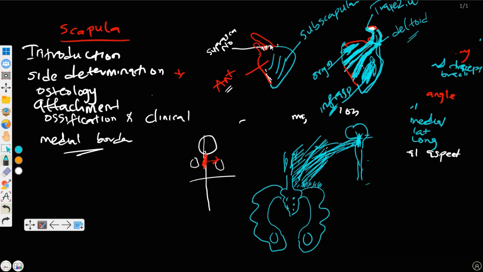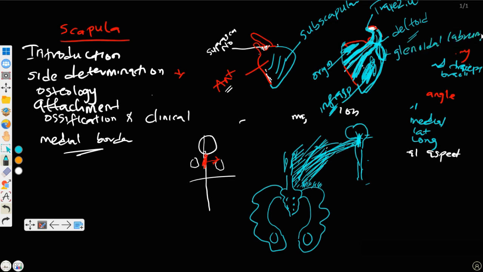Now let us see the capsule originating from the scapula. The capsule originating from the scapula is the fibrous capsule of the shoulder joint. It is going to get origin from the margin of the glenoid cavity, as well as the glenoidal labrum that is present in the glenoid cavity.